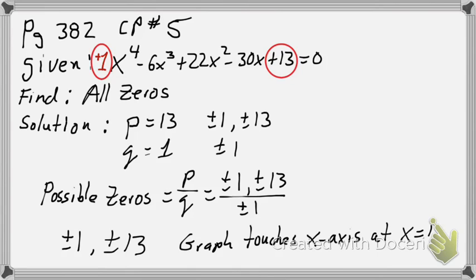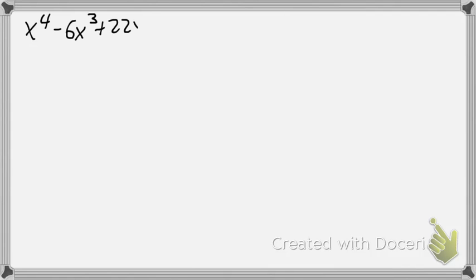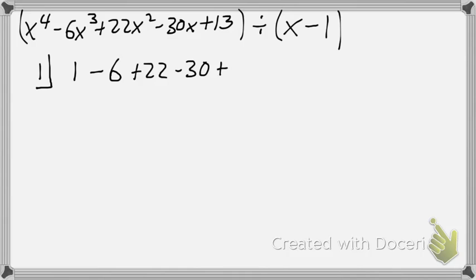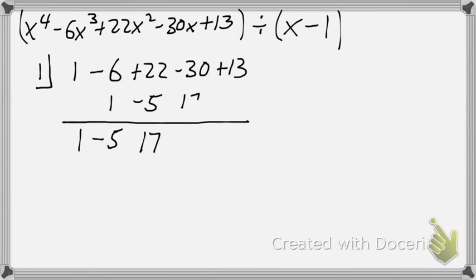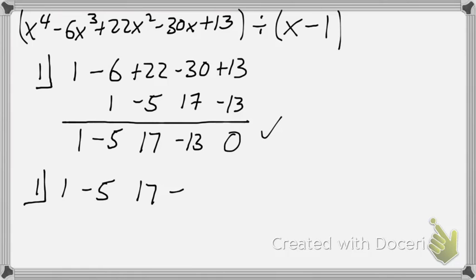We go to our graph and we see that it touches and turns at x equals 1. All right, so x equals 1 is the solution. If I plug in x equals 1 into my polynomial, it will render 0. That means x minus 1 is a factor. Let's divide by x minus 1 using synthetic division. Goes in evenly, no surprise there.